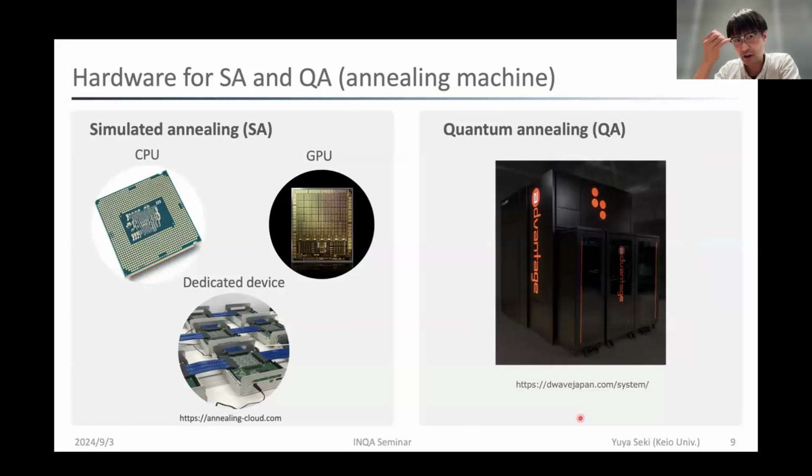Okay, and there is a lot of hardware to run these algorithms. In the case of simulated annealing, we can run it on a CPU, and we can also develop a high-performance simulated annealing algorithm based on GPU. Some manufacturers have made dedicated devices to run simulated annealing. And in the case of quantum annealing, D-Wave Systems developed a dedicated device for quantum annealing and provides a web service to access their devices.